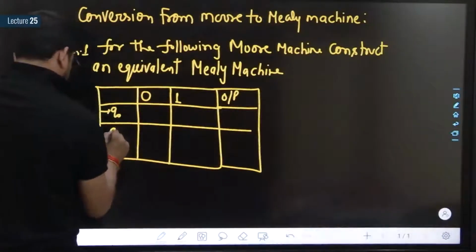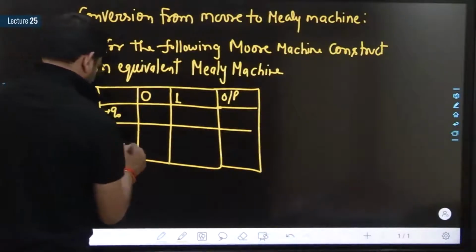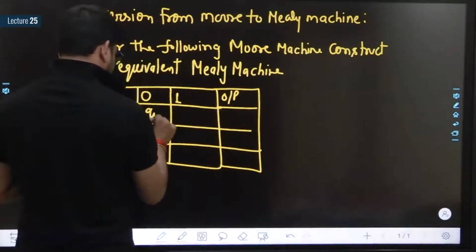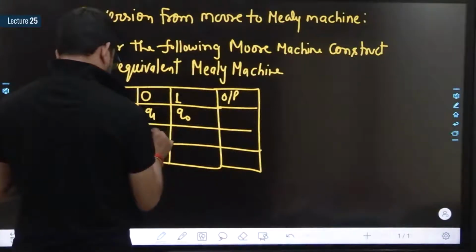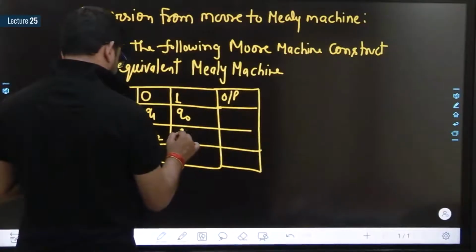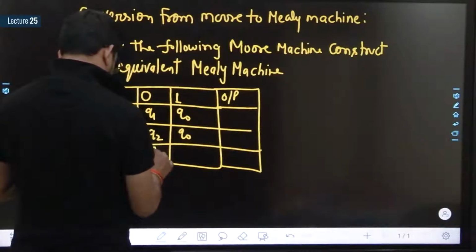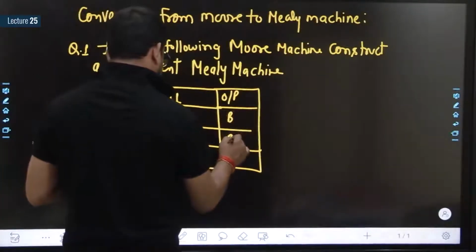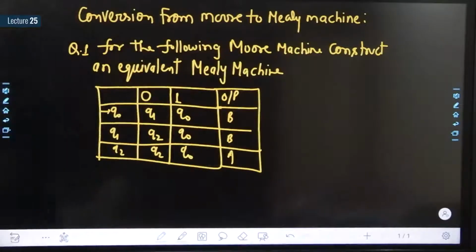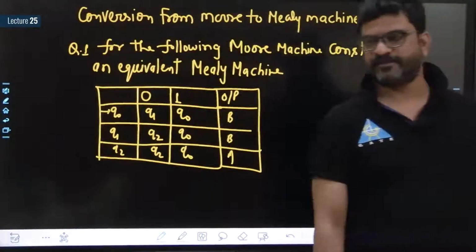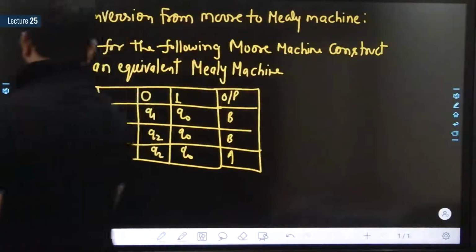Q0, Q1, Q2, Q1, Q0, Q2, Q0, Q2, Q0, B, B. This is the given Moore machine. Convert it into an equivalent Mealy machine. Please see.